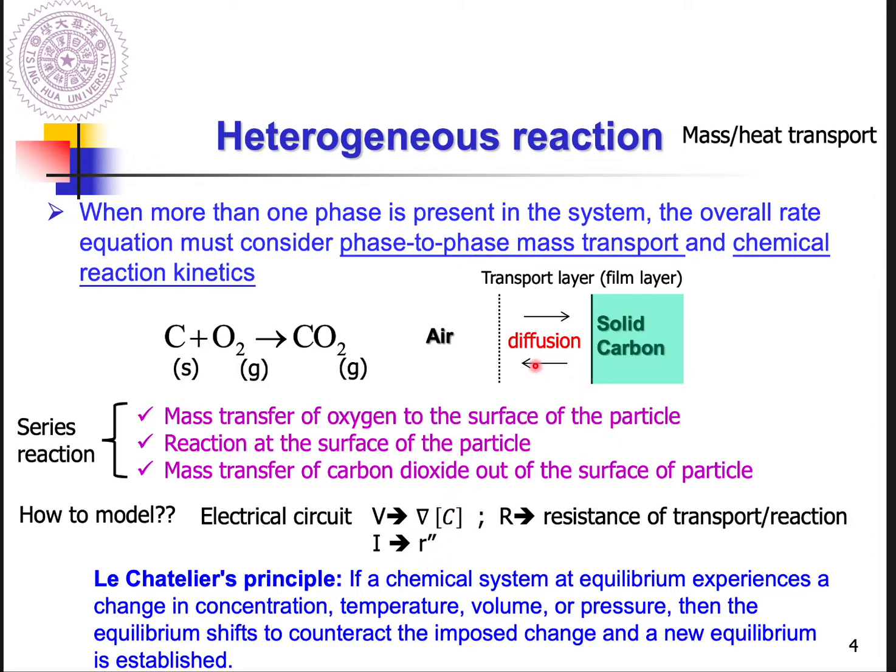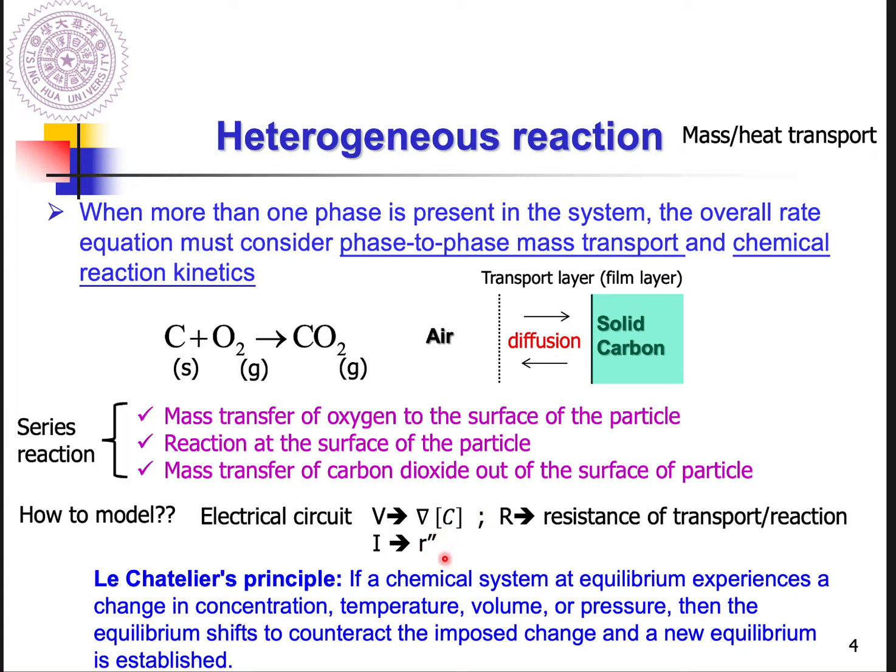Here you can consider the flux of the oxygen. Because of the flux of oxygen, when it reaches steady state, that means how much oxygen flux flows through this film layer will equal how much flux of oxygen reacts with carbon, right? So the flux, when it reaches steady state, the supply of oxygen equals the consumption of the oxygen, right?